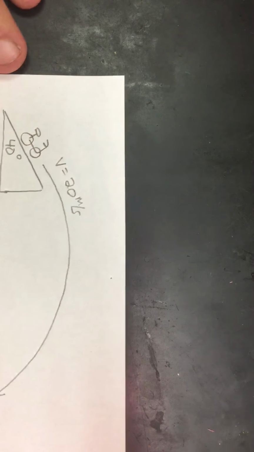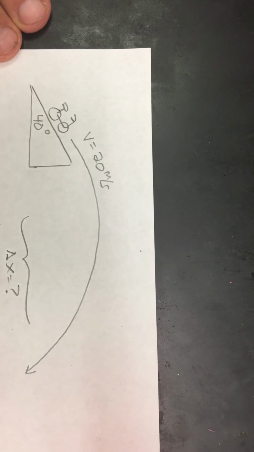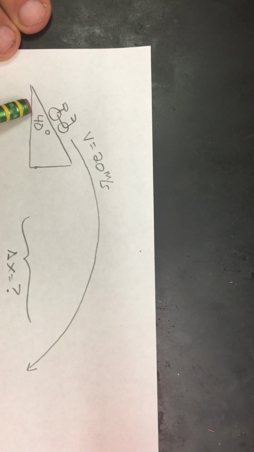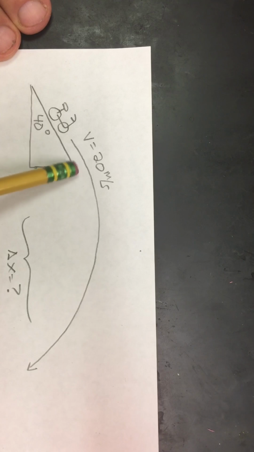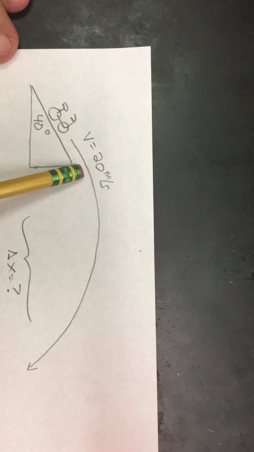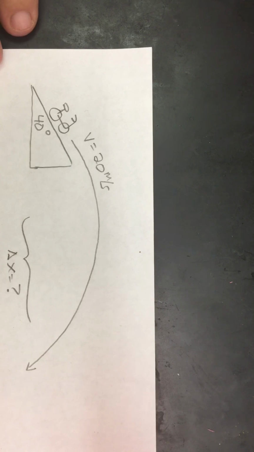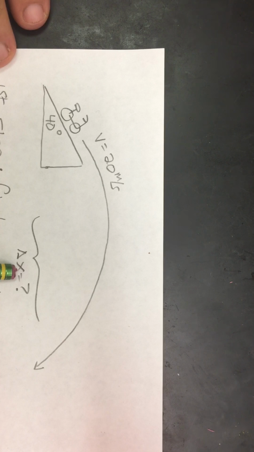Those are the three kinds of horizontal projectiles. Now we have an angled projectile. We have a motorcycle that's going to be going up a 40-degree ramp, and the velocity is going to be 20 meters per second, about 45 miles an hour. We want to know how far the motorcycle will go.